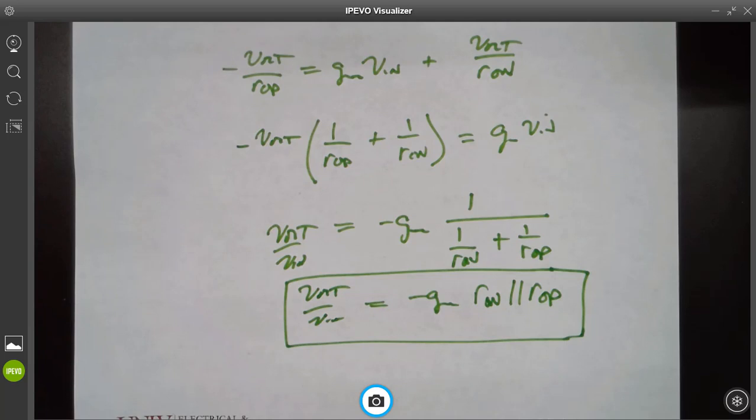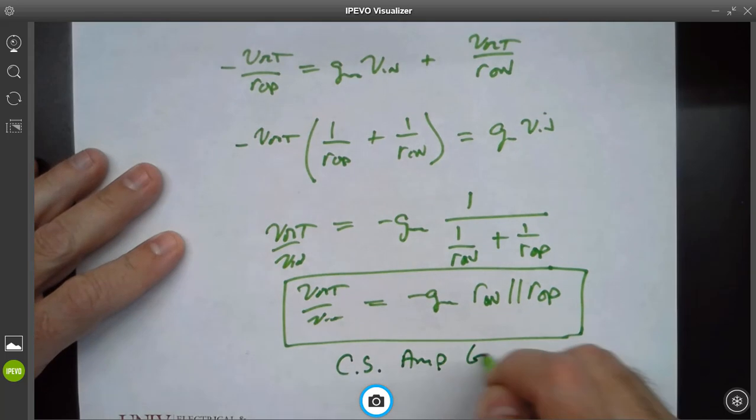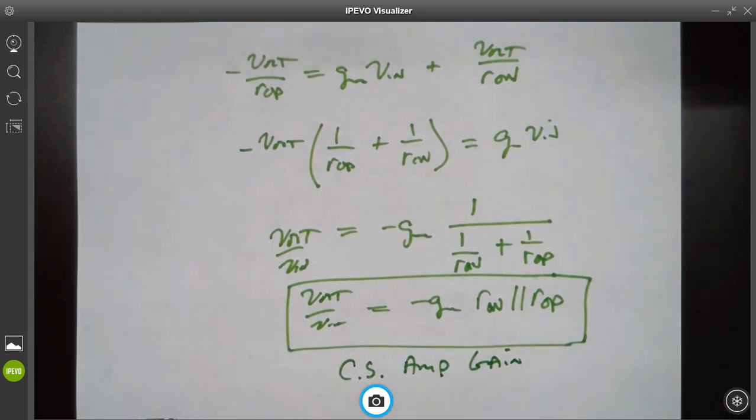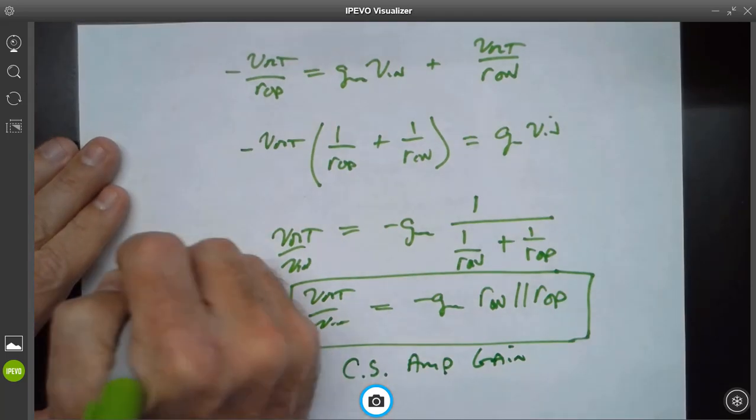Let's do this problem a couple more ways. Everybody cool with that? That's the gain for a common source amplifier. And it's a common source because the input's in the gate. Yeah, let's do that. Let's make sure we follow that.